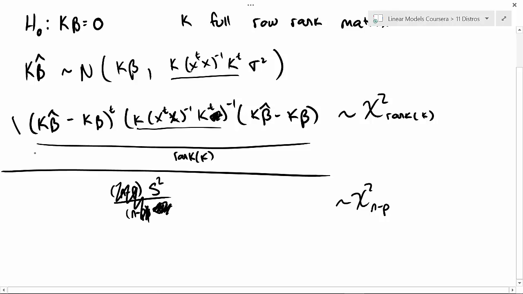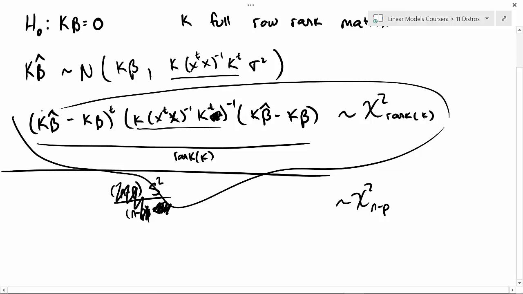So this statistic right here, where I can move the s squared up into the denominator, is the F-test for a general linear hypothesis. The most clear case would be a matrix K that grabs all of the coefficients except for the intercept, for example. And that is the standard F-test that our linear regression model puts out. But I hope you can see that this is a pretty easy result to prove now that we have all this machinery under our belt.